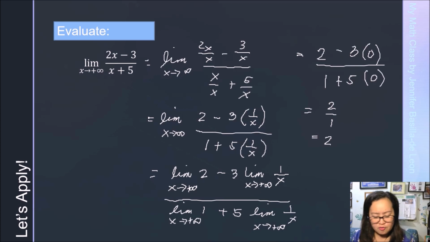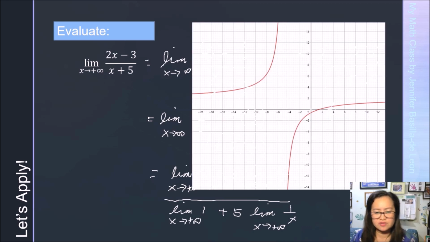Now to support that using the graph, okay, if we check the limit of 2x minus 3 all over x plus 5 as x approaches positive infinity. Take note, to positive infinity, this is the graph. Then we trace. Okay, as you can notice, the graph is asymptotic to 2. That strongly supports our answer a while ago that the limit of 2x minus 3 divided by x plus 5 as x approaches positive infinity is really 2.